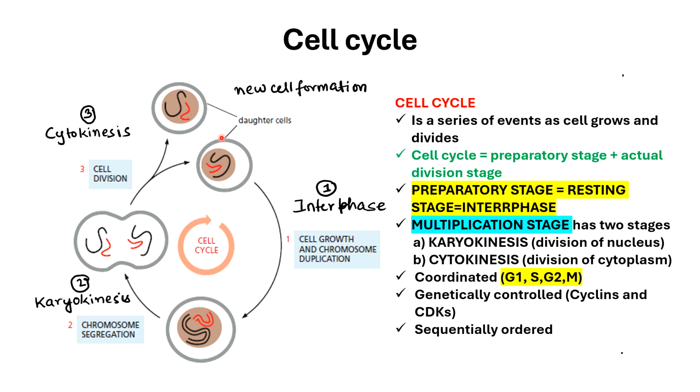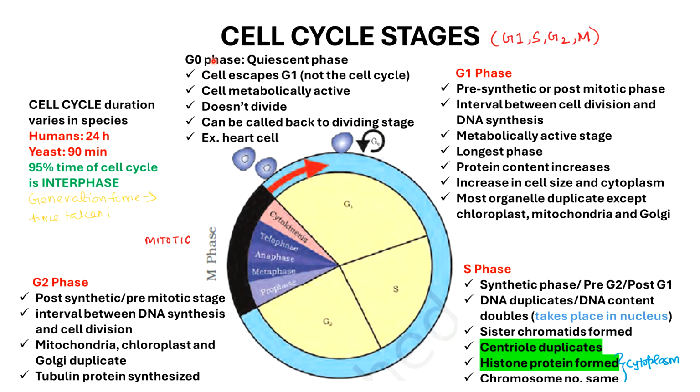Clear? This cell cycle is very much coordinated, and it is genetically controlled by different proteins such as cyclins and cyclin dependent kinases. Also, it is very sequential and ordered in nature. Typically, it has four stages, that is interphase, which comprises G1, S and G2, followed by the multiplication stage. Now let us look into the different stages of the cell cycle in detail.